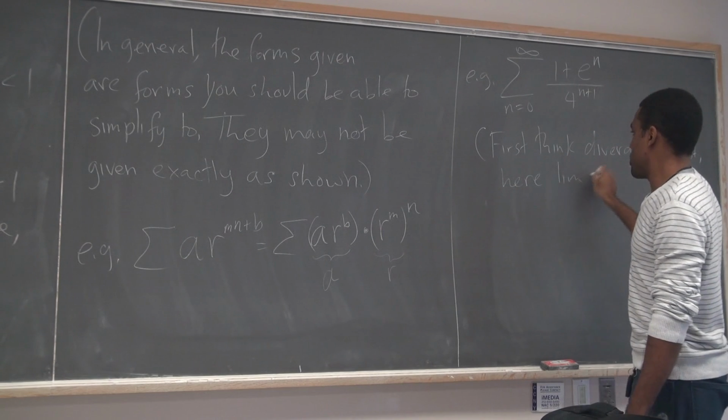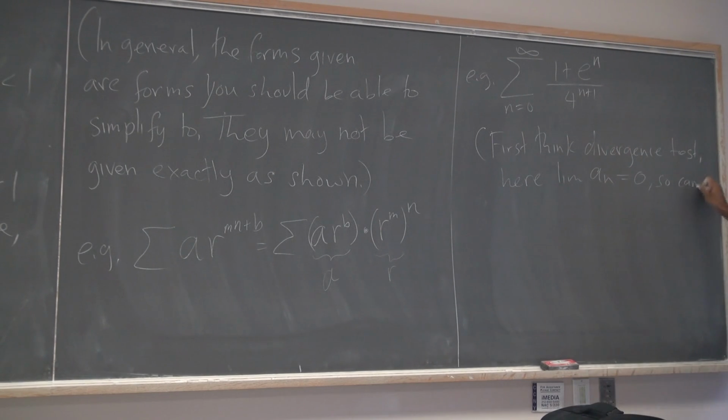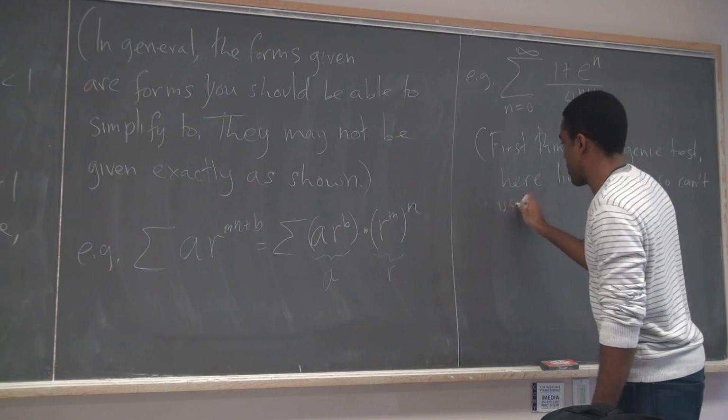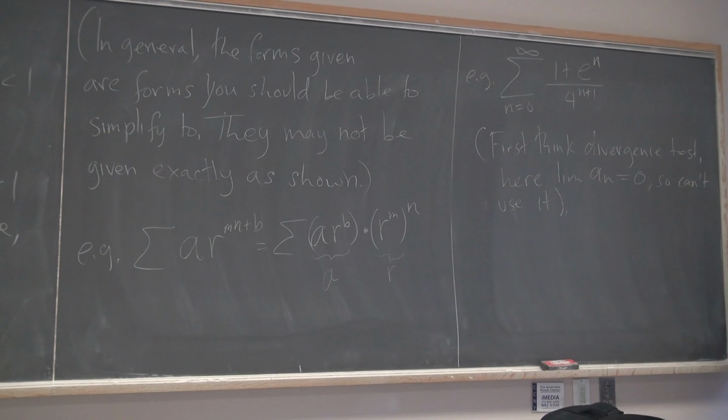Here, the limit of a_n equals 0, so we can't use it. Okay, now what do we think? We know that e is 2.71828. So here I have an exponential where the base is 2 point something. On the bottom I have an exponential where the base is 4. So the bottom is going to overwhelm the top. The limit actually goes to 0. Okay, so I look at that, oh, the limit goes to 0.